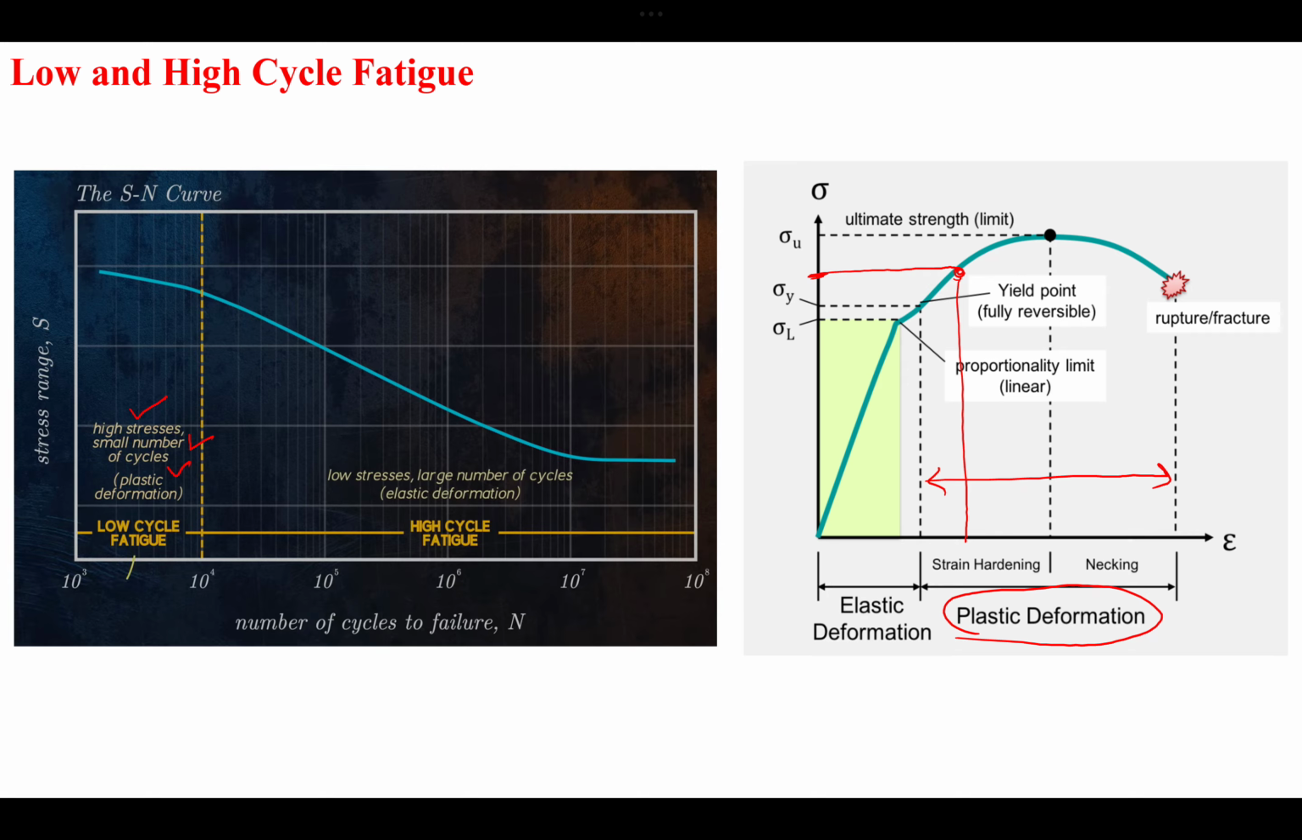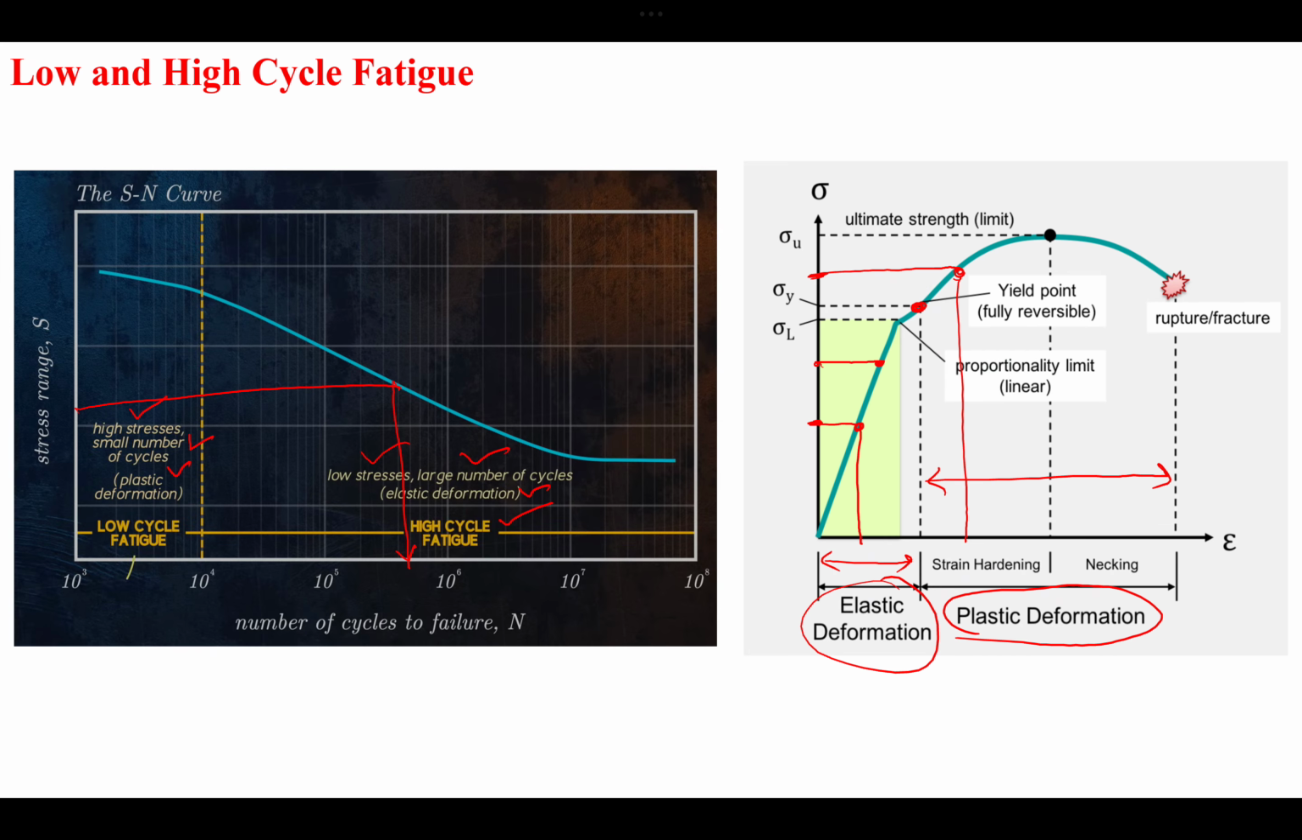Similarly, if you have a high cycle fatigue where your stresses are low, so you are actually dealing with low stresses, let's say this one, it will fail with a high number of cycles. Okay, and that is happening in the elastic deformation region, which is actually this region right here, and it might be somewhere here, at this stress. Okay, but usually it is below the yield point.